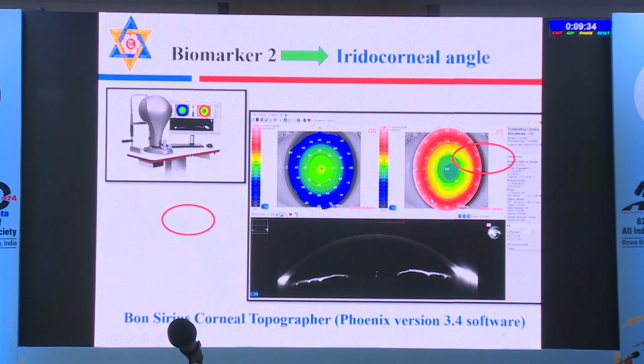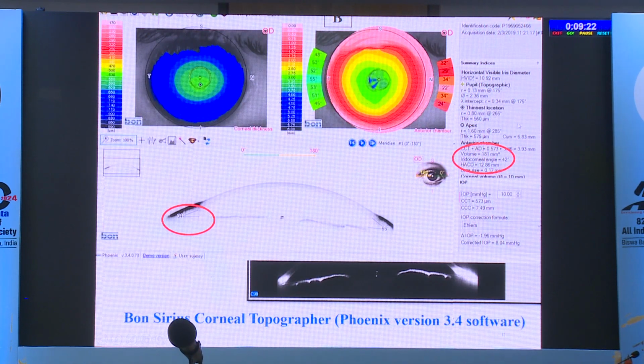The next biomarker that we looked into was the iridocorneal angle. This can be assessed using the Pentacam corneal topographer, which assesses the 360-degree angle and gives an average iridocorneal angle, and it can separately give the measurement of the angle in the temporal as well as the nasal end. So here we can see that the angle was narrow in the nasal part of this patient. It was only 34 degrees at the time of presentation, which later reverted after the treatment.